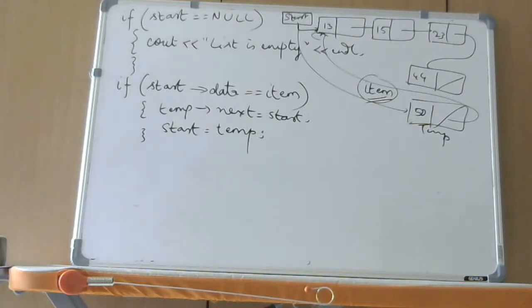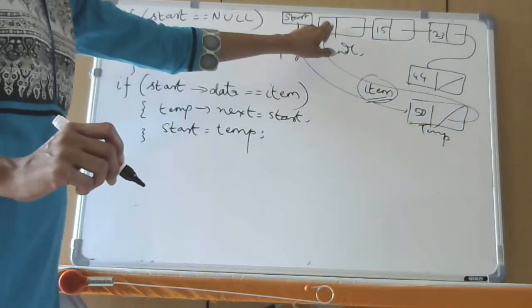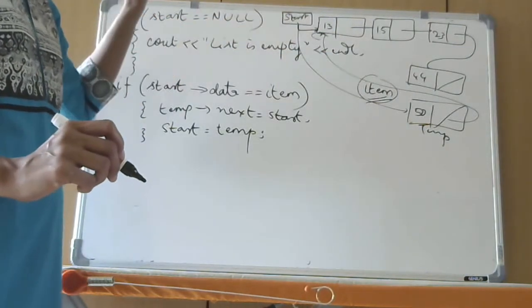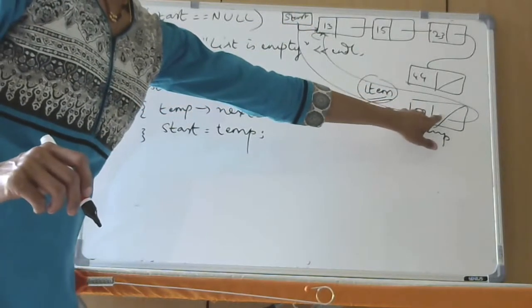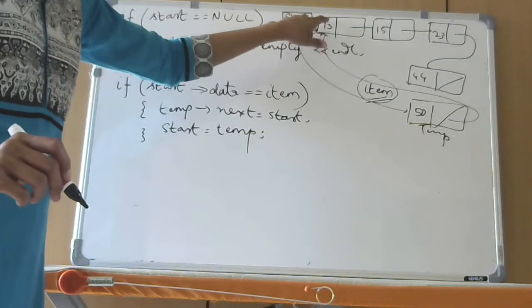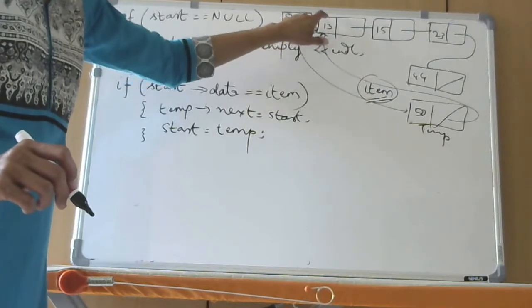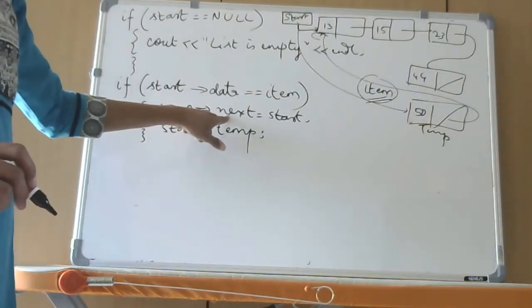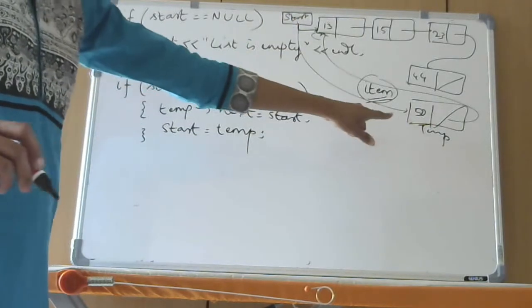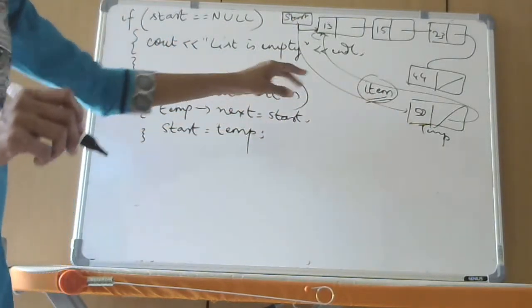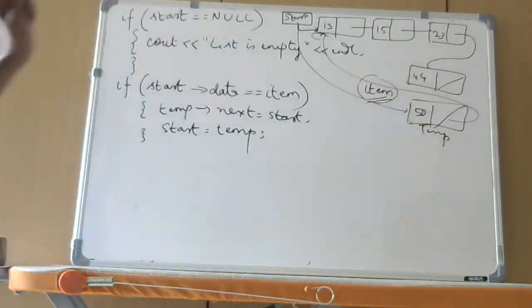If your item is 13, that means you want to insert before 13. So my new node temp will come here. So this temp of next should point to this node. This node is what? Currently it is start. So we have said temp of next is equal to start. Where should start point to? It should point to temp, because this node will become my first node, right? So start is equal to temp.